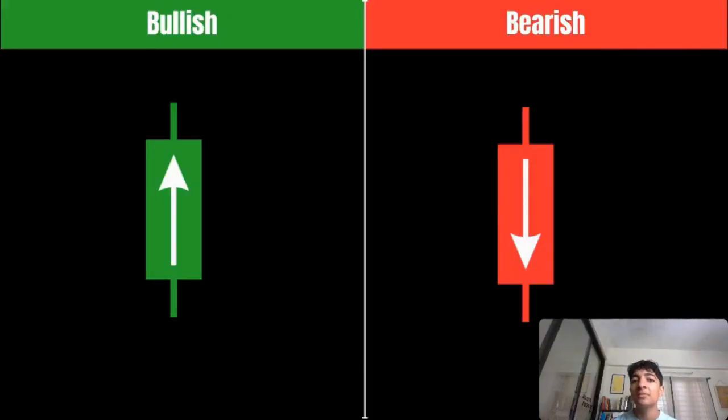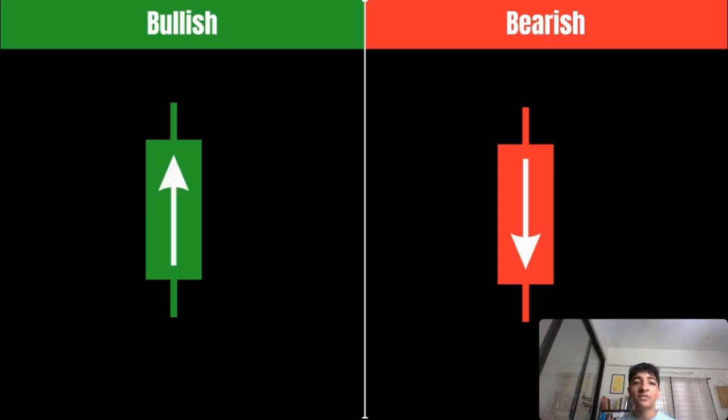Before we look at the setups, you need to understand the basic anatomy of a candlestick. Every single candle chart is made up of two simple parts, the body and the wicks. The wicks are also known as shadows. So the body is the thick solid rectangle in the middle. It shows you the distance between the open price and the close price.